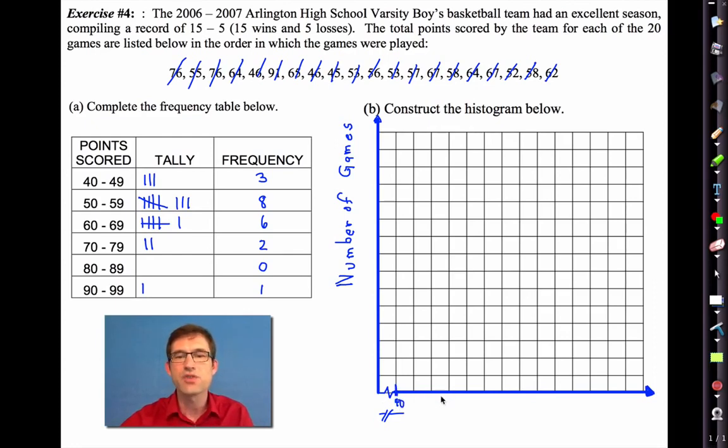Now, how many squares should we make each one? Well, we've got 1, 2, 3, 4, 5, 6 categories. I've got 1, 2, 3, 4, 5, 6, 7, 8, 9, 10, 11, 12, 13, 14 boxes left. Looks like I'm going to get rid of that 40, sorry for right now. Looks like I can afford 2 boxes per category, so that's going to be my first category.